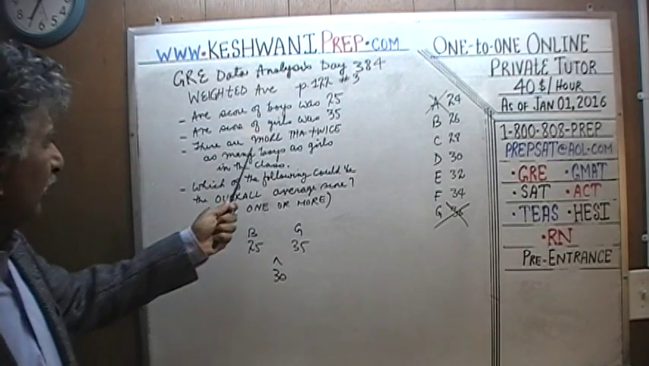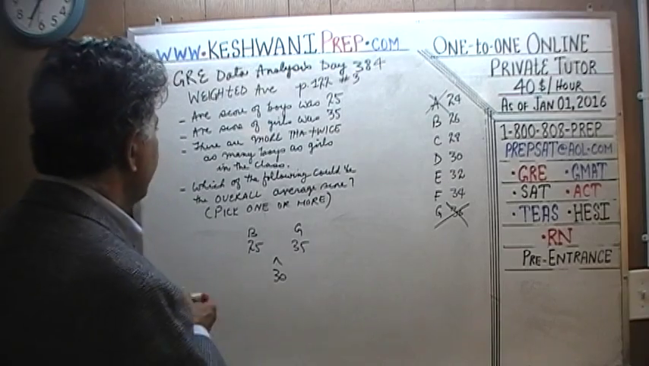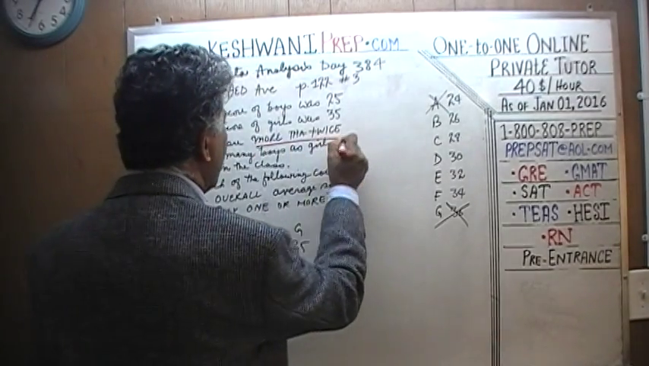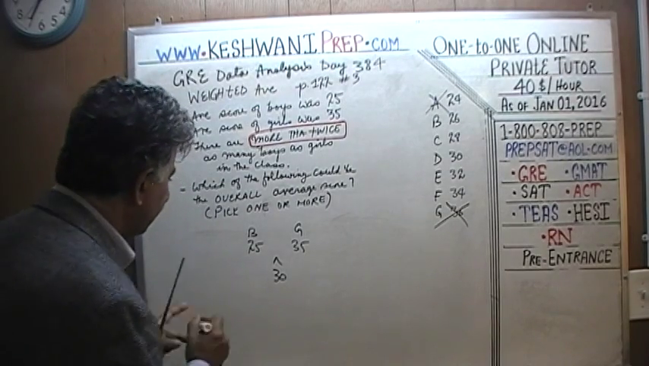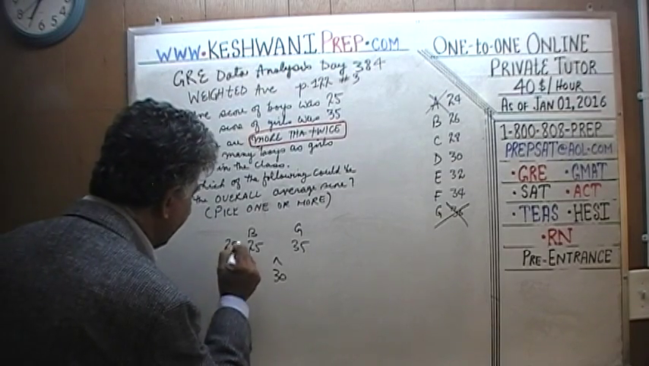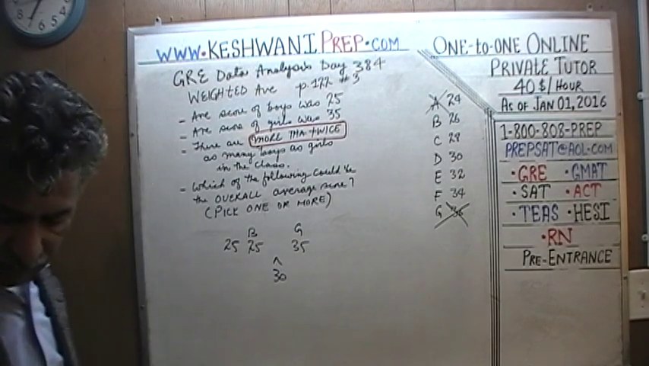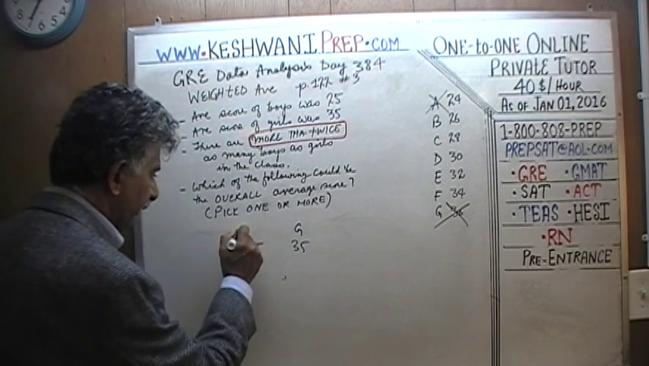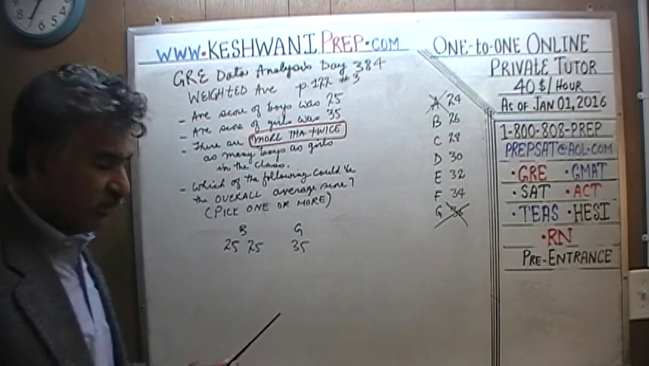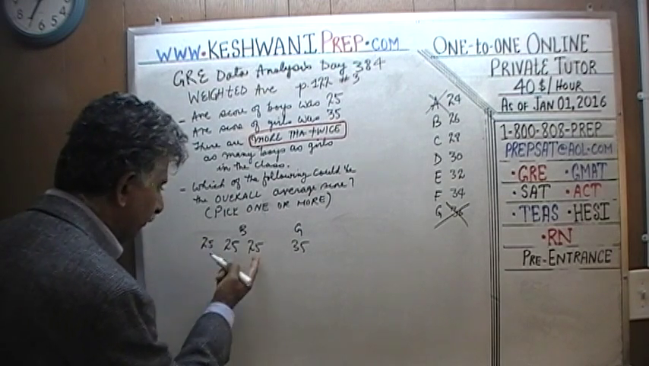But the fact that we are told there are more than twice as many boys as there are girls. There's not one boy, one girl. There are more than twice as many boys. Even this is not enough, because this scenario, 25, 25, and 35, tells us that there are exactly twice as many boys. In fact, we have more than twice as many boys. So if we were to have only one girl, then at the very minimum we need three boys, because there are more than twice as many boys.